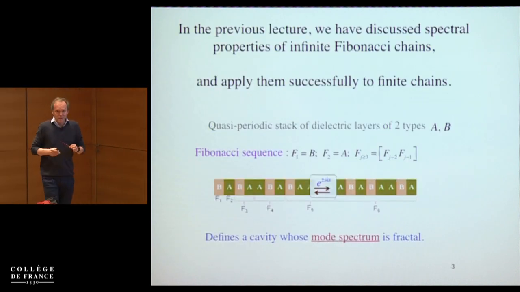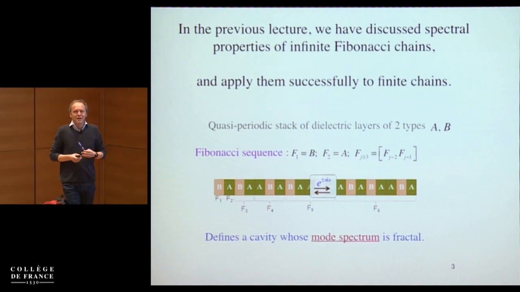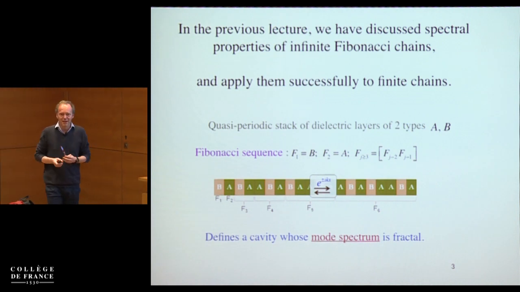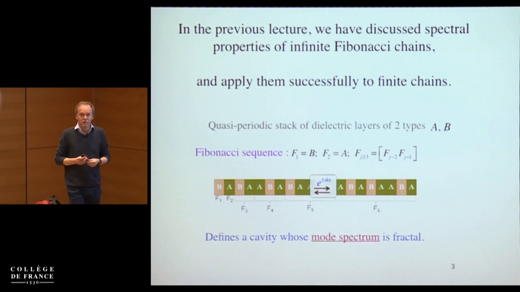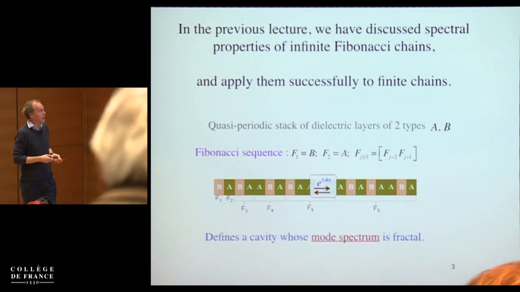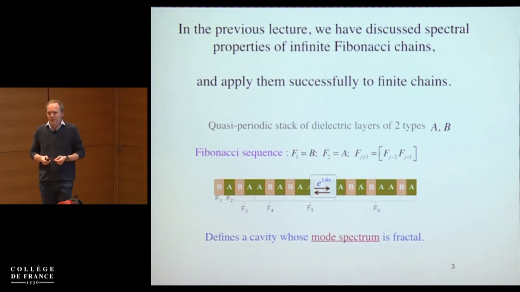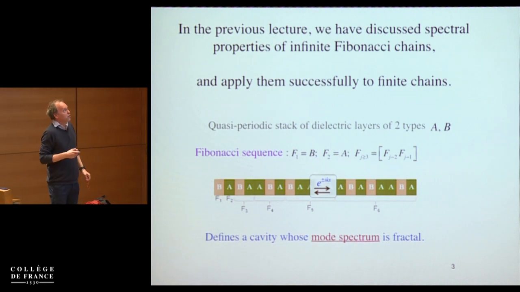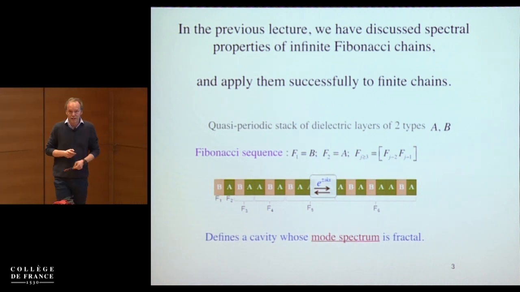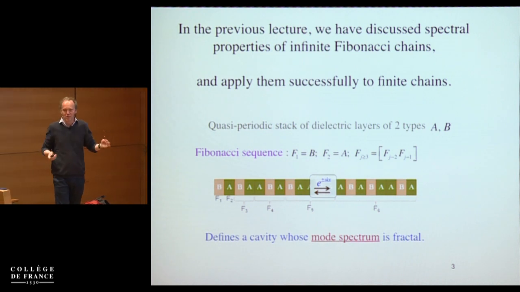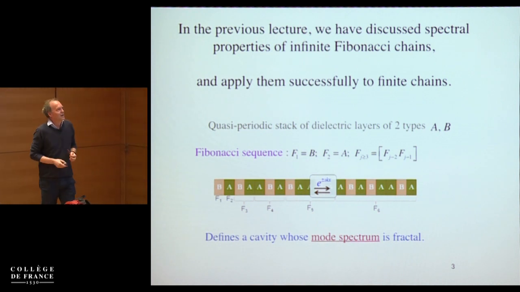Okay, so for those of you who could not come previously, let me just summarize what I said last week, because it's relevant for what I'm going to say today. In a previous lecture, we discussed, I would say ad nauseam, the spectral properties of infinite Fibonacci chains, quasi-crystals, and we applied them successfully to finite systems. So there were questions whether it's possible or not, and we dwelled on those questions.